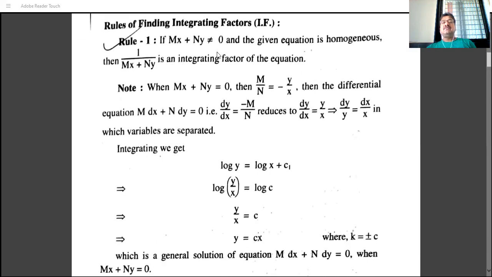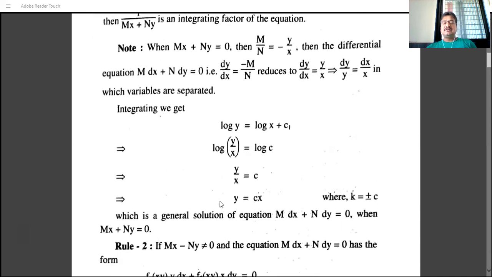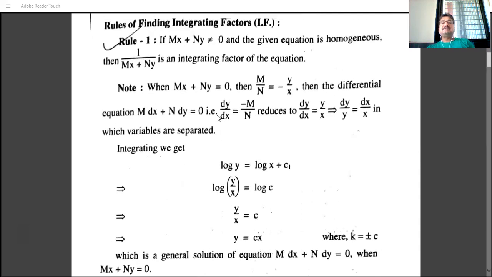If Mx + Ny is not equal to 0, then 1/(Mx + Ny) is an integrating factor of that homogeneous differential equation. But if Mx + Ny is 0, then we have a very simple method. By the simple method, we have the solution of that homogeneous differential equation, that is, y = cx is the solution of that differential equation.